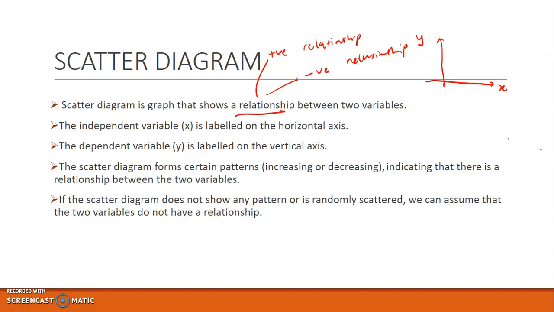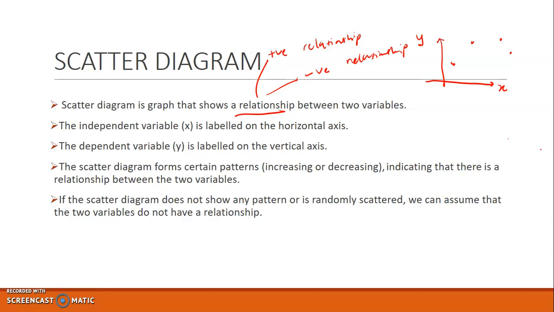In constructing a scatter diagram, you must use graph paper. For a scatter diagram, you will plot points only. Only plot points in a scatter diagram. No need to connect these points with a straight line. You just plot points in a scatter plot.